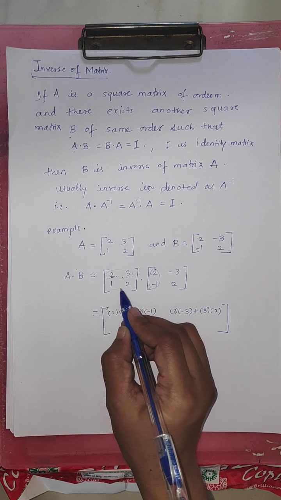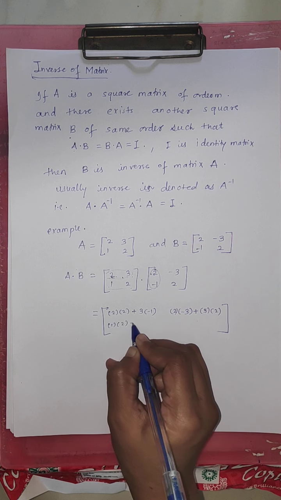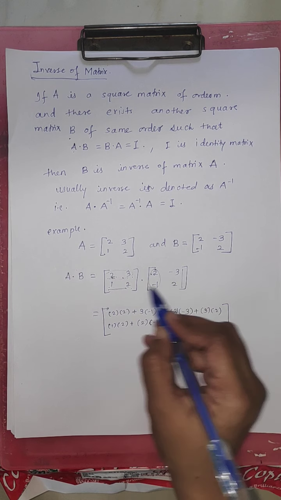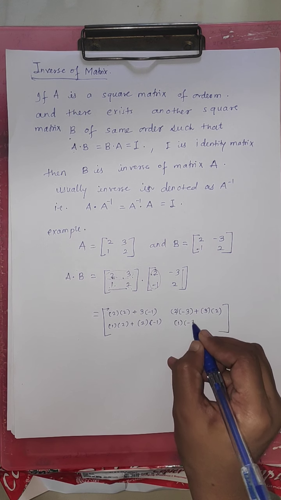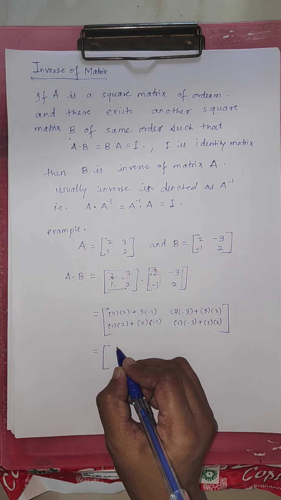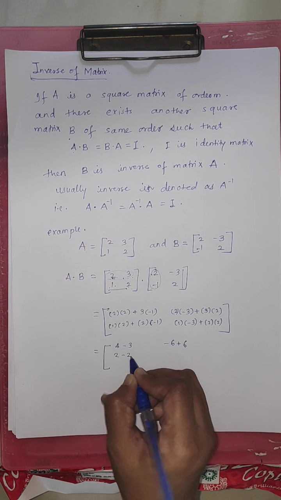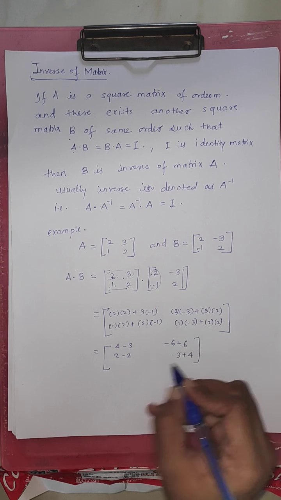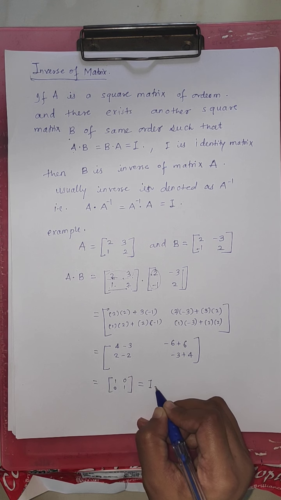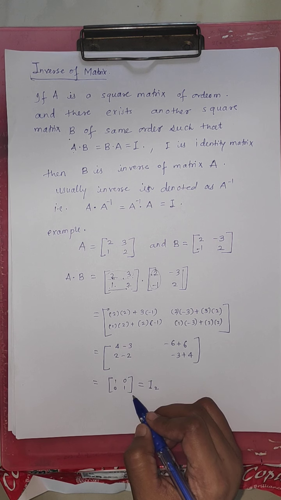Now next, second row multiplied with first column, 1 into 2 plus 2 into minus 1. Now the same row with the second column, 1 into minus 3 plus 2 into 2. So 2 twos are 4, minus 3 minus 6 plus 6, 2 minus 2, minus 3 plus 4. So you can see 1 0 0 1. This is the identity matrix I2. What is I2? Identity matrix of order 2, that means 2 rows and 2 columns.